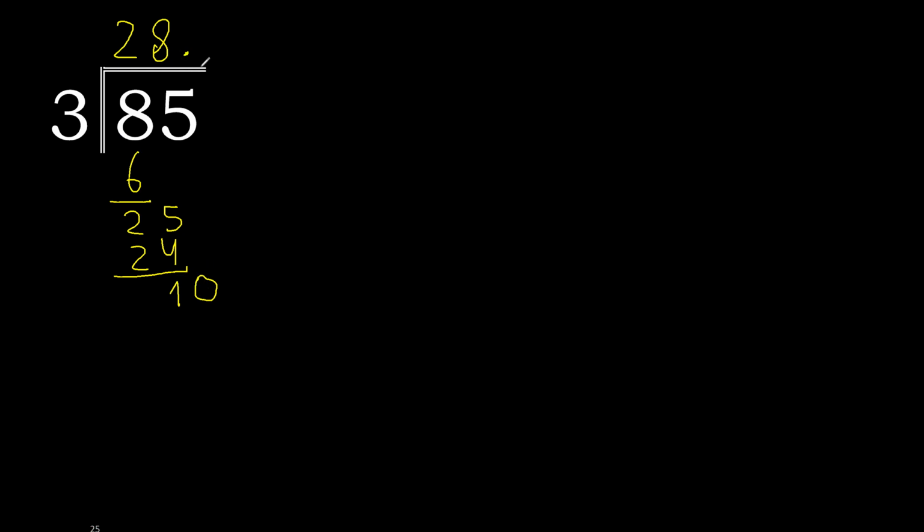10. 3 multiplied by which number? 3 multiplied by 3 is 9. Subtract. Always complete with 0. The point is here. 3 multiplied by 3 is 9. Subtract. Complete. Multiplied by 3 is 9. Subtract. Complete. Repeat.